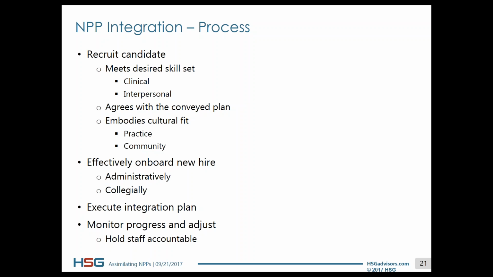Once on board, it's a matter of executing the integration plan, monitoring the progress of the plan, and adjusting accordingly. Throughout that process, staff might need to be held accountable to make sure that the plan is being executed as desired. Most notably, that the individual is being utilized to the top of their capabilities, and that the progress is steady and being maintained.